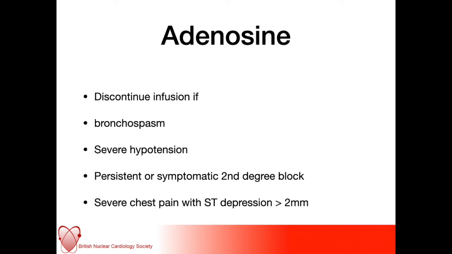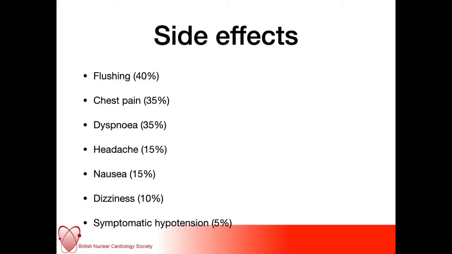Adenosine is tolerated very well on the whole, but you might want to stop if the patient suffers from bronchospasms, severe hypertension, symptomatic heart block, or if they do develop severe chest pain with ST depression. The side effects that the patient might experience are most commonly flushing, chest pain which is not related to ischemia, shortness of breath, headache, nausea, dizziness, and unusually hypertension from which they feel symptomatic, only in 5% of cases.